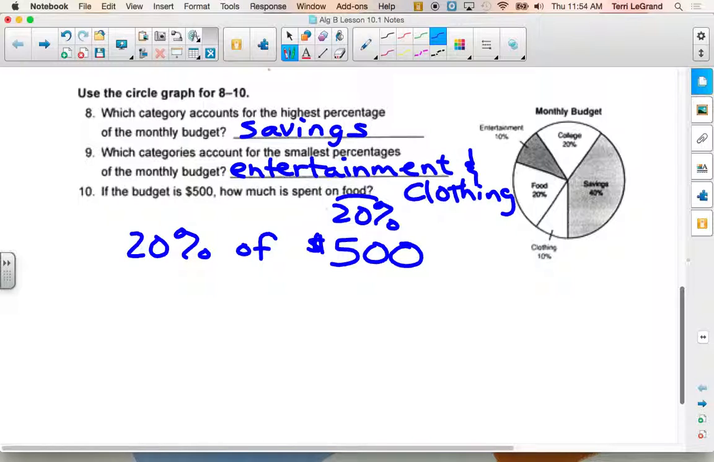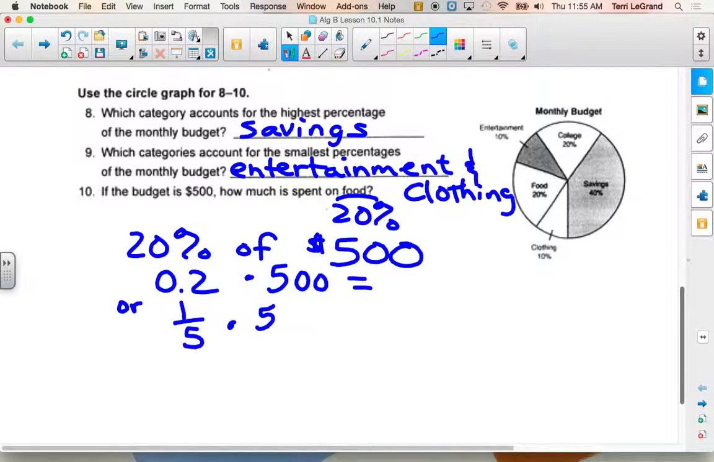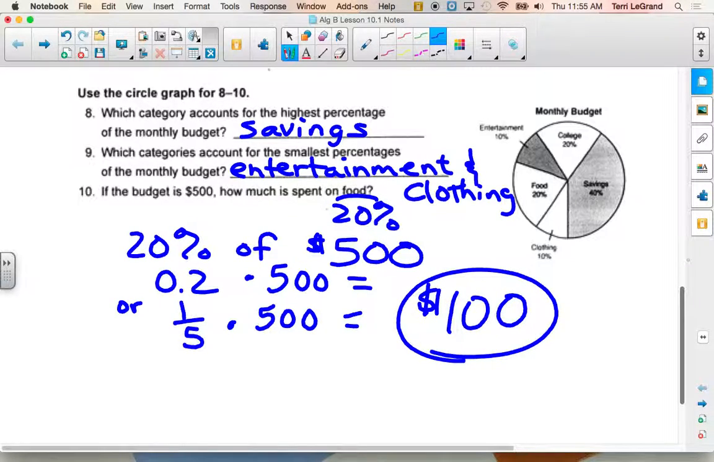Okay, so we can change it to a decimal, or we can change it to a fraction, either or. What is its decimal name? 0.2. What's its fraction name? 20 is what part of 100? 1/5. So we could take 0.2 times 500, or we could take 1/5 times 500, and either way, our answer is $100. And we have work to support it.